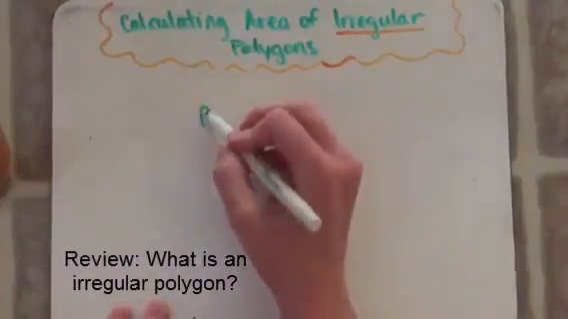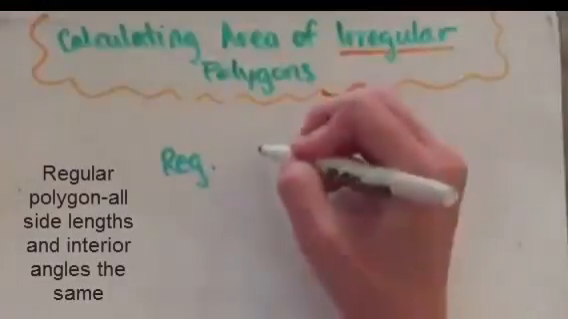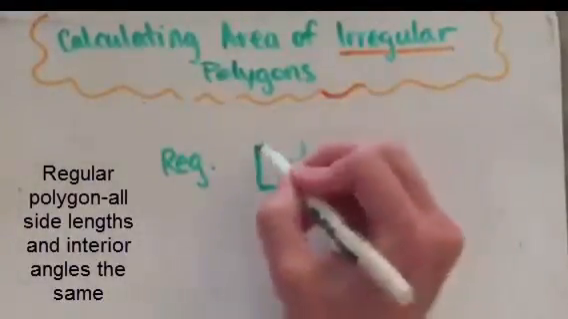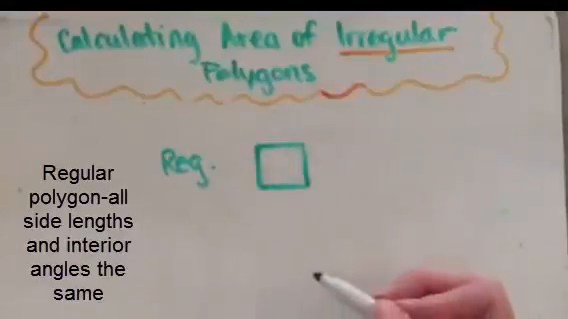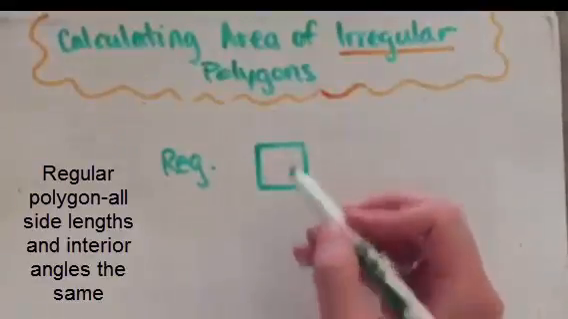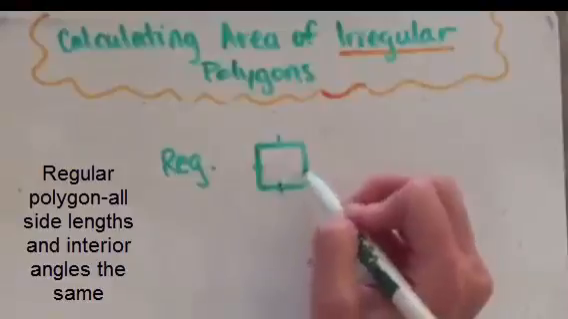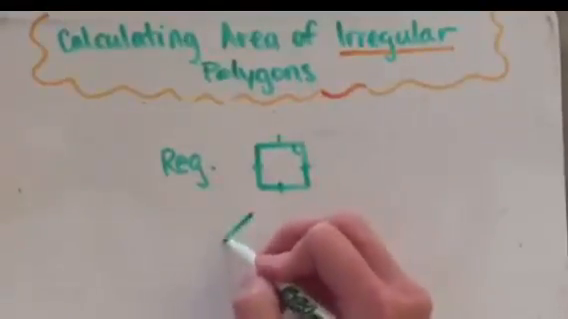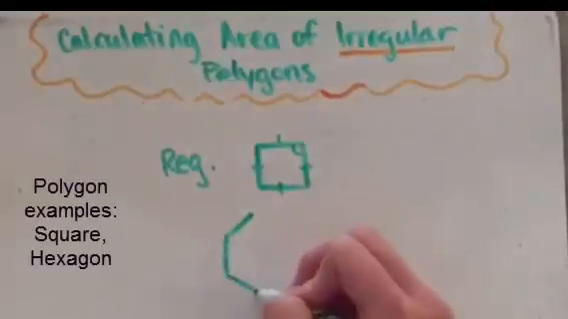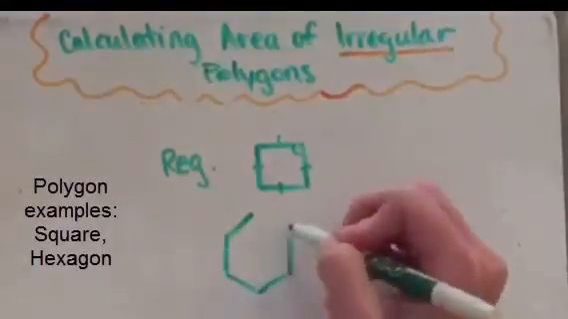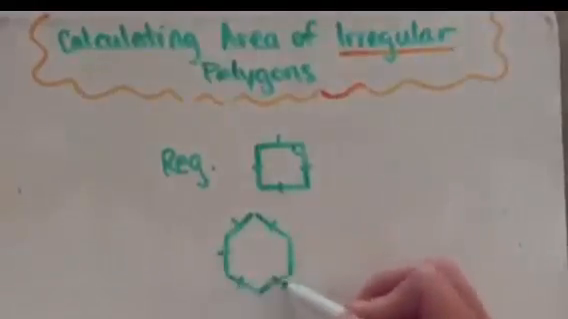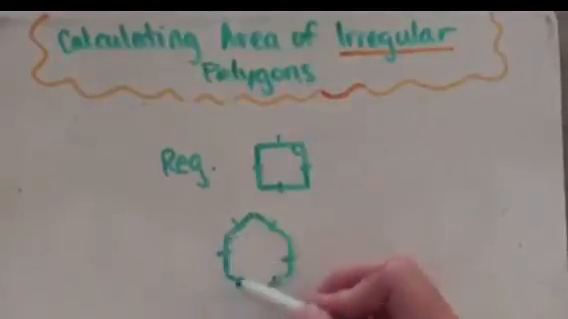Well, a regular polygon is one where all side lengths are the same and all interior angle measures are the same. So for example, a square, because all of our side lengths are the same and all of our angle measures are the same. Another example might be a hexagon that looks like this, because all of the side lengths are the same and all of your interior angle measures are the same as well.